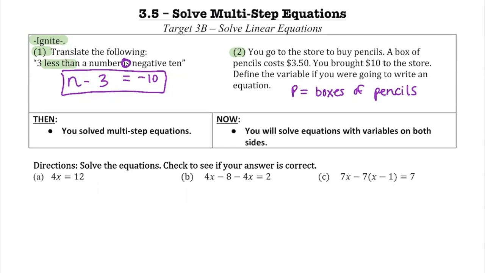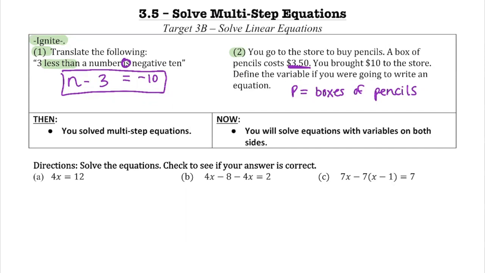On number 2, it says you go to the store to buy pencils. A box of pencils costs $3.50. You brought $10 to the store. To find the variable if you were going to write an equation. So I didn't actually make you write the equation for this one, but I do know that my variable in this case is going to be the number of boxes of pencils, because I know how much they cost, but I don't know how many of them I'm actually buying. So that becomes our variable for this equation.